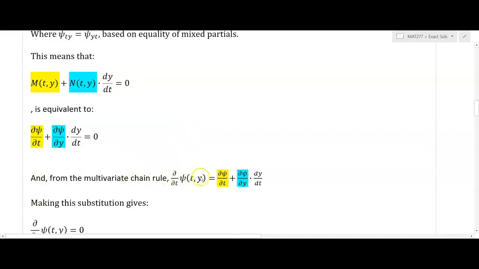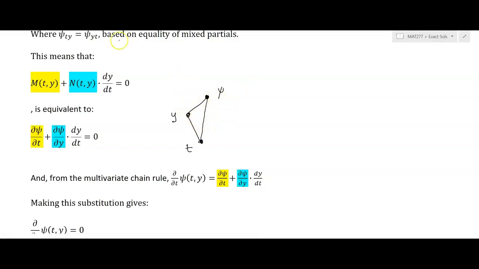So from the multivariate chain rule, it turns out that this left-hand side is actually the derivative of psi with respect to t. Let's draw a diagram here, this chain diagram, to help us see this. So here's this psi function, and psi depends on y. And because of the structure of differential equations, we know that y itself is the solution to our differential equation, and that depends on time. And then potentially psi depends directly on time as well.